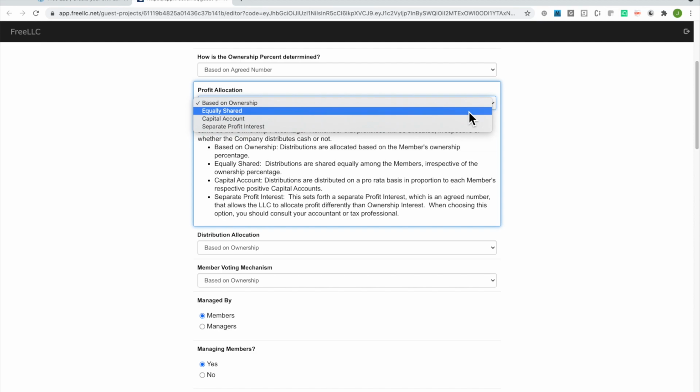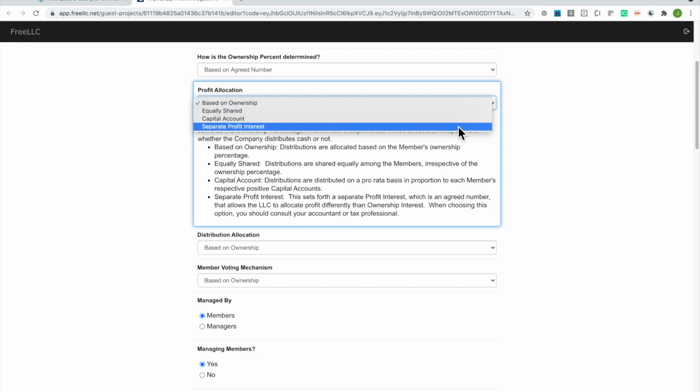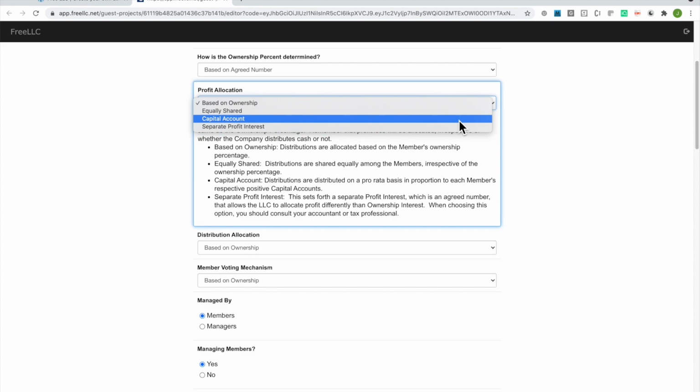And when you want to deviate from the ownership, you can pick the separate profit interest option. So what is this capital account in the option? You know how I mentioned to you just moments ago that the ownership could be determined based on adding up the values of contribution? So this capital account concept, it takes that idea and runs with it.